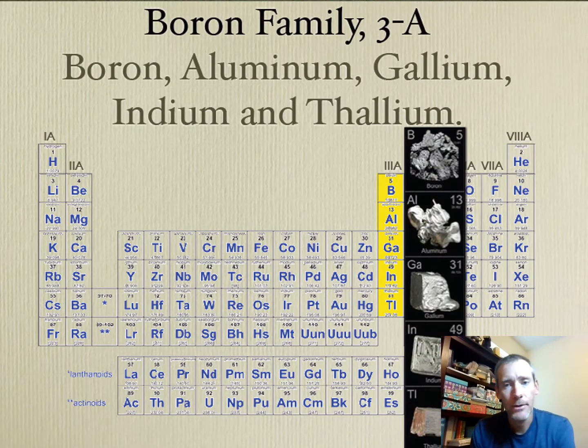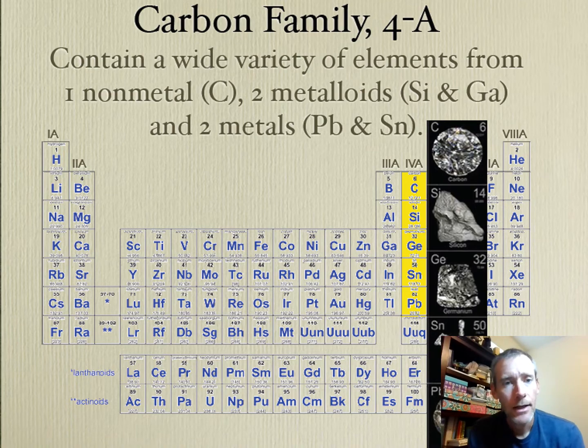All right, the boron family. This is group 3A. They all have 3 valence electrons. Boron is the only metalloid here. The rest of them are just metals. Group 4, or the carbon group, contains a wide variety of elements where you have carbon as a non-metal, like diamond and graphite, 2 metalloids, silicon and germanium, and then 2 metals, lead and tin. So it's a very wide range of different types of elements here. And they'll have 4 valence electrons.